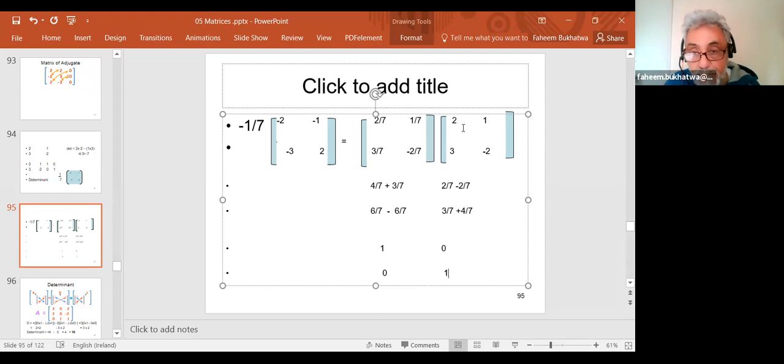So if you multiply that into that, you get the identity matrix, which means this is the inverse of that. So we worked out the correct inverse. And that's how to work out the inverse.